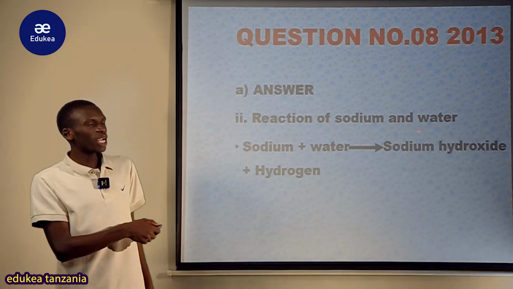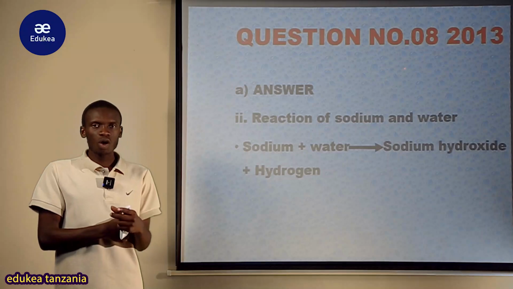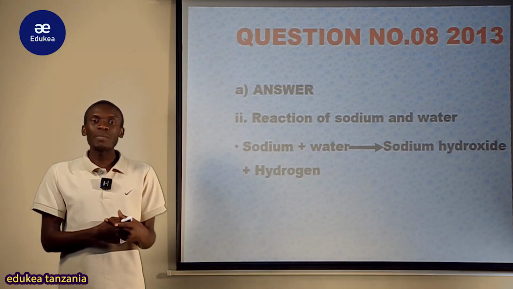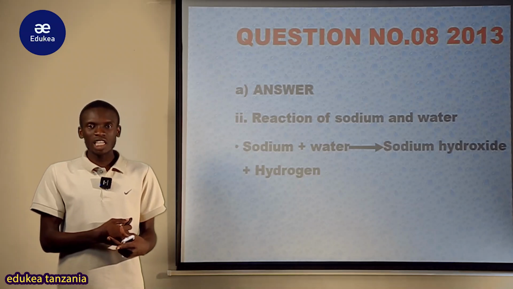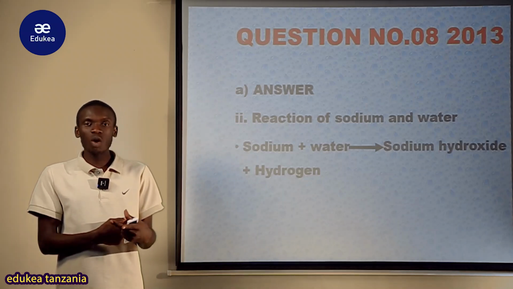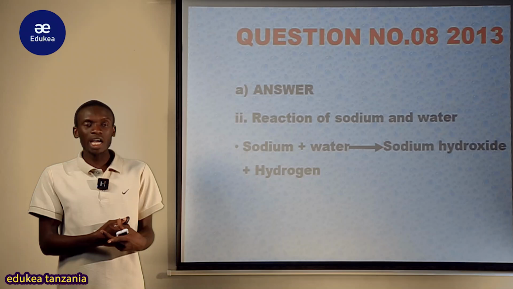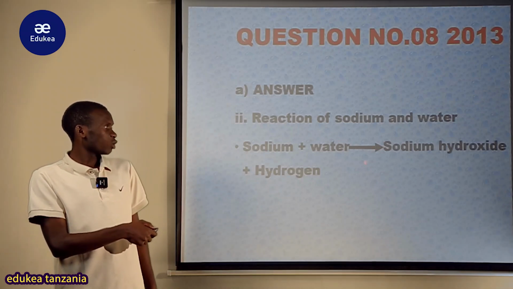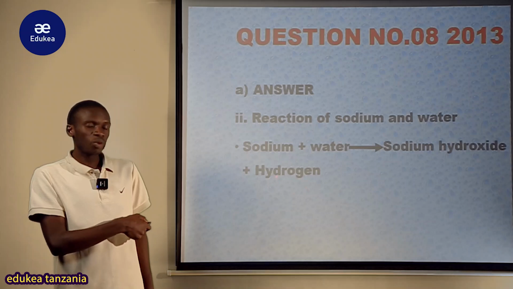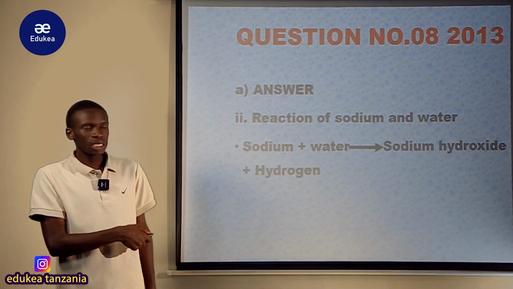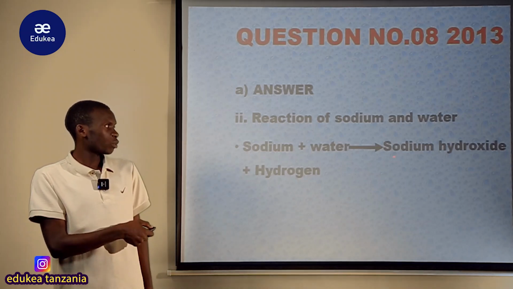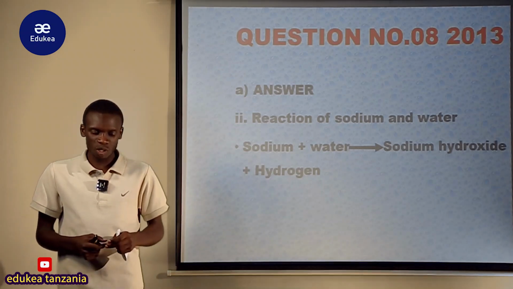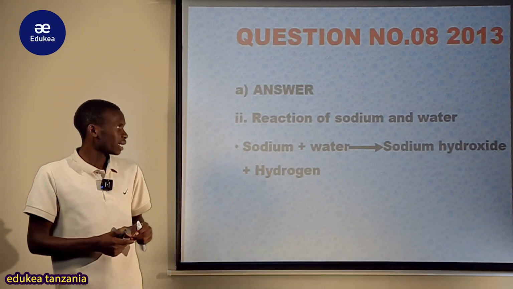So when sodium reacts with water, we know the reaction of water with metals tends to produce metal hydroxide. So here sodium plus water tends to produce sodium hydroxide, also with hydrogen gas. So sodium plus water produces sodium hydroxide and hydrogen gas. That's the reaction between sodium and water.